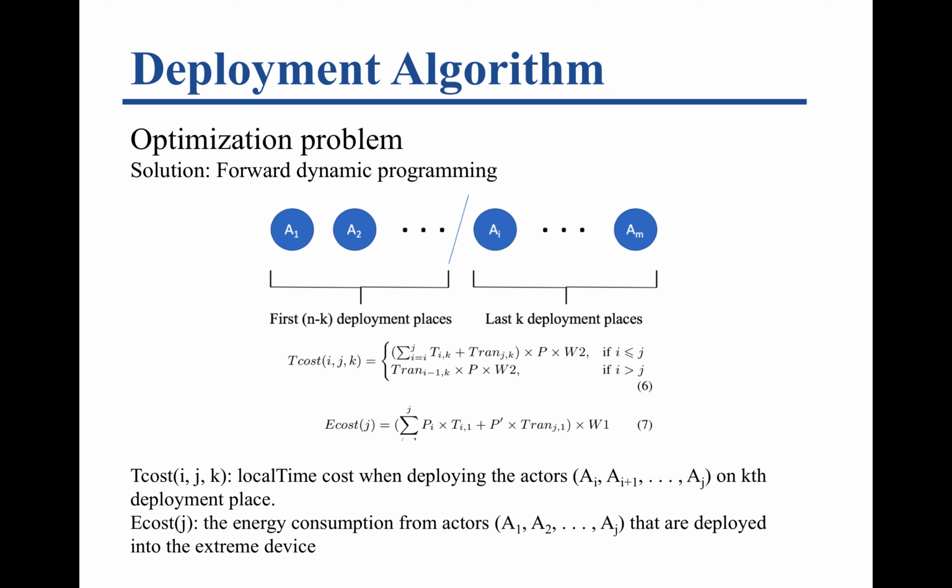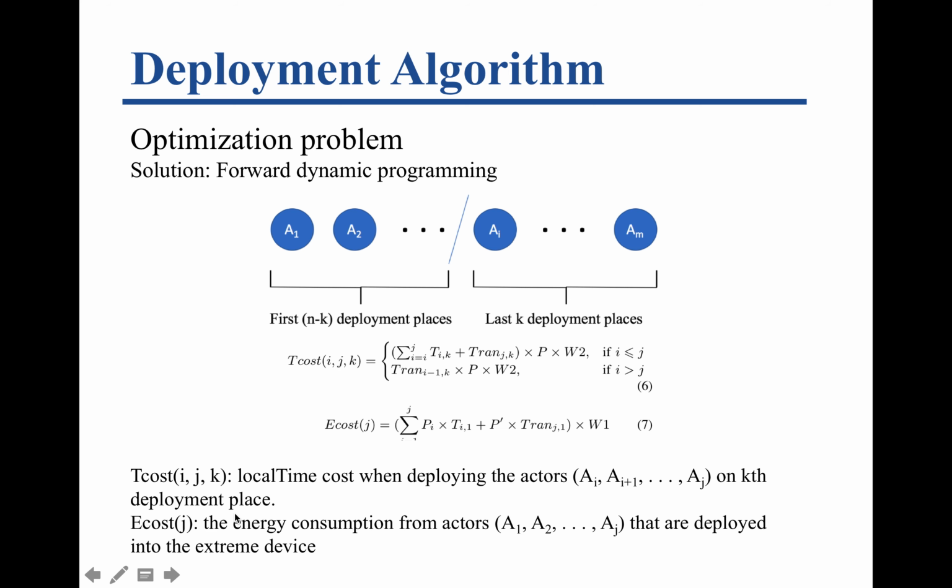Suppose we have a pipeline of actors from Act 1 to Act M. The deployment problem is an optimization problem to find the minimum cost, which can be solved by forward dynamic programming, which is used in our work. Here, T cost ijk means the local time cost when deploying the actors Ai to Aj on the k-th deployment place. When i is larger than j, there are no actors deployed in the k-th deployment place, so there is no processing cost in this place.